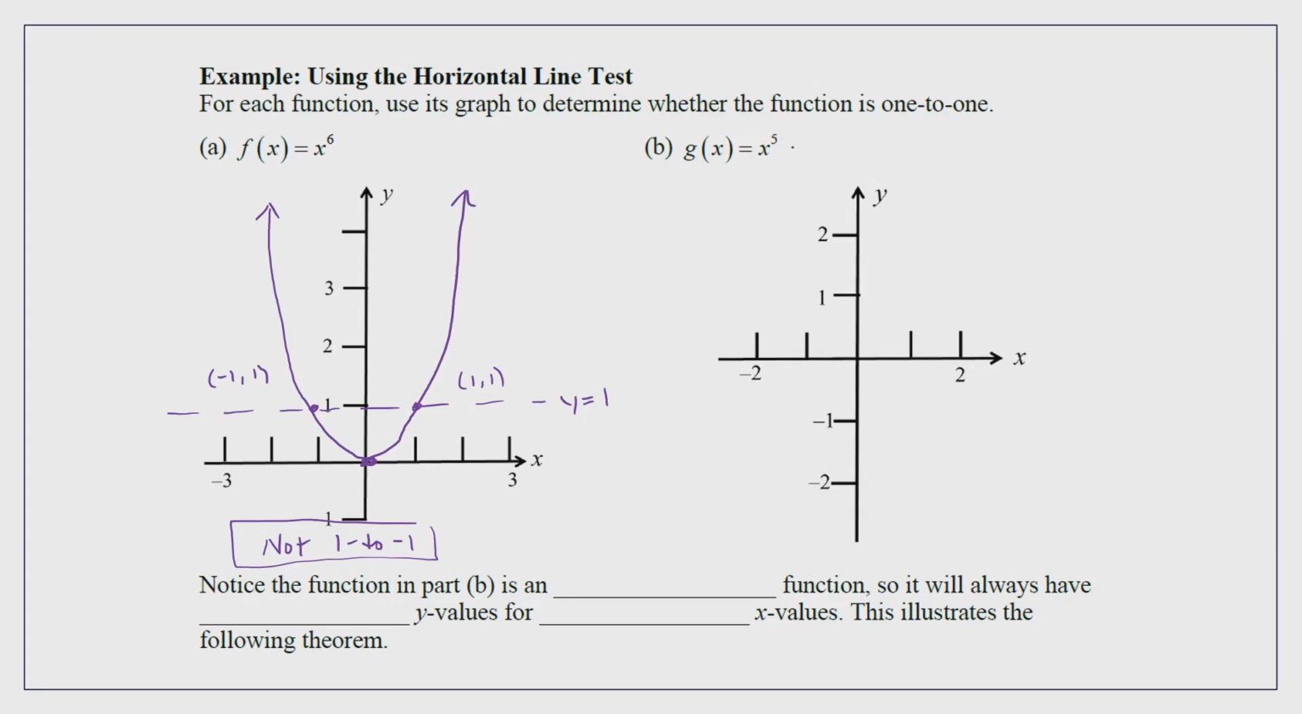For B, we have g of x equals x to the 5th power. Let's plug in some points. We plug in 0, we'll get 0. We plug in 1, we'll get 1. We plug in -1, we will get -1. So our graph looks something like this.